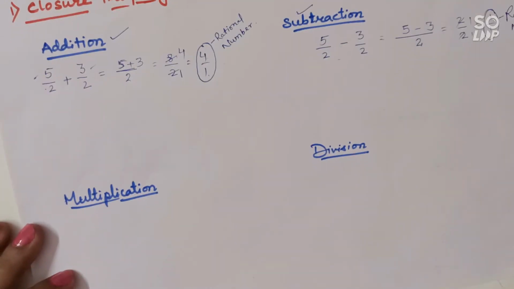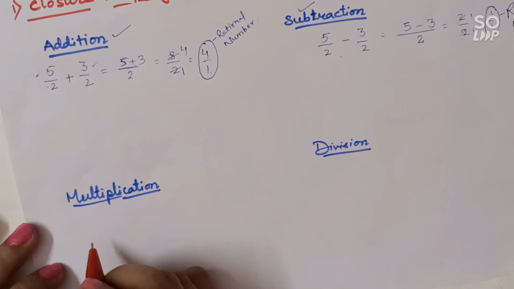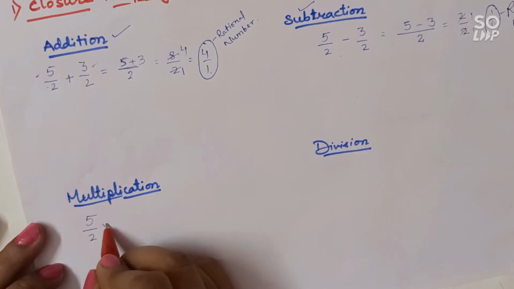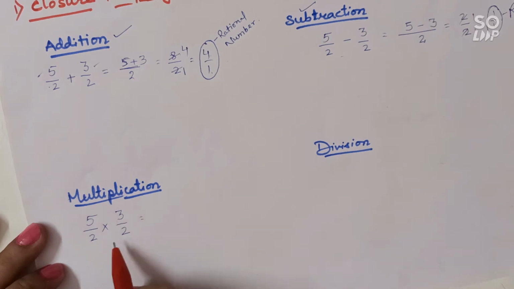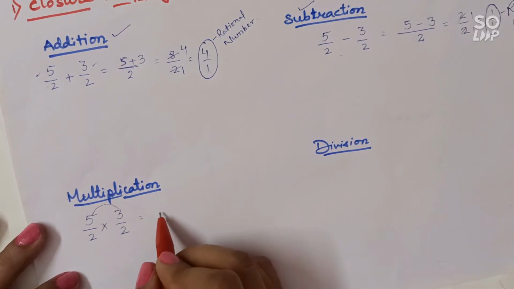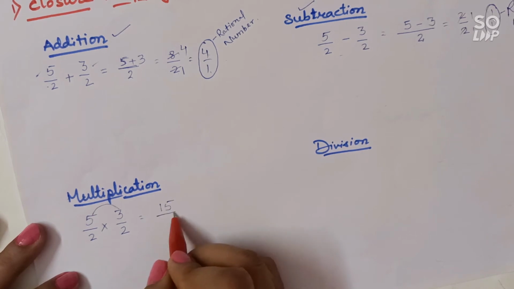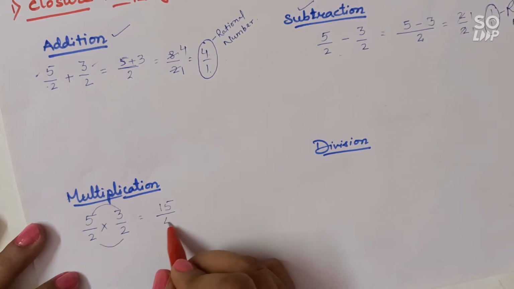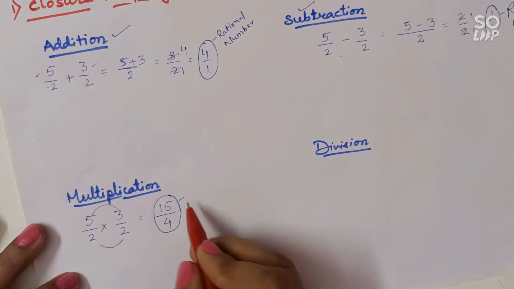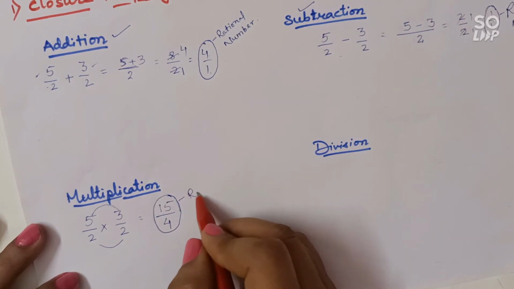Let's check it out for multiplication. The same numbers: 5/2 multiplied by 3/2. Here we have 5 into 3, numerator multiplied with numerator, that's 15, divided by 2 into 2, that's 4. So 15/4, obviously it's in the form of P/Q, it's a rational number.